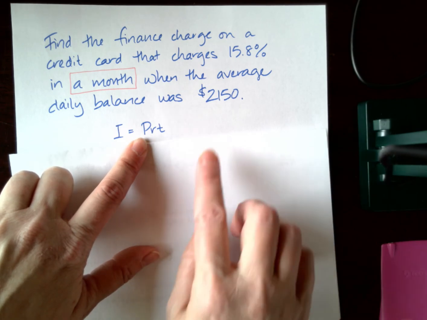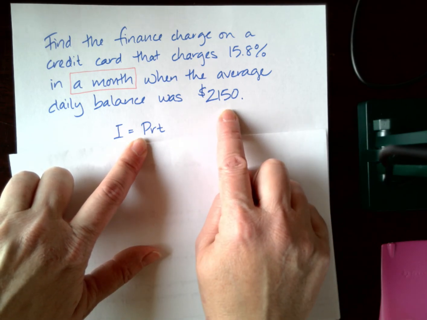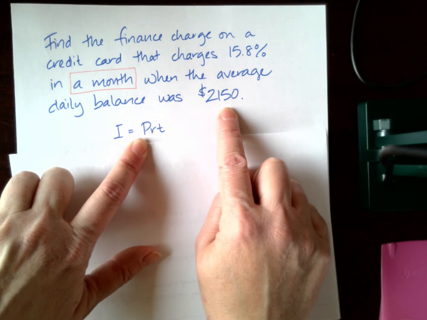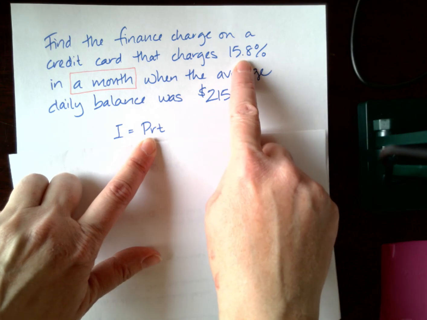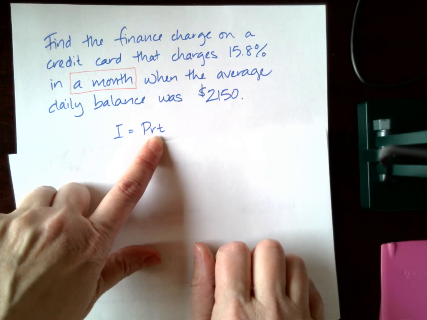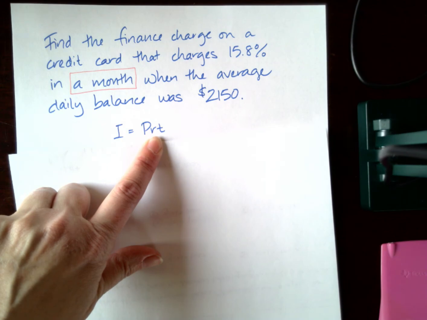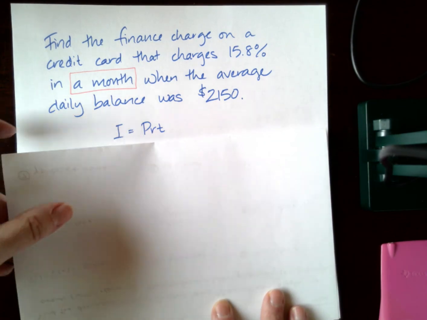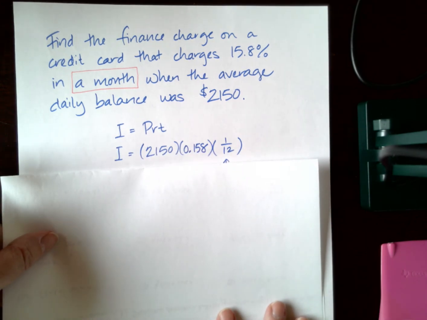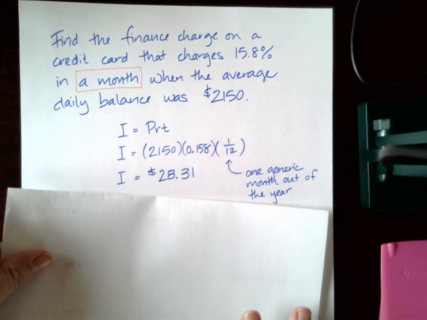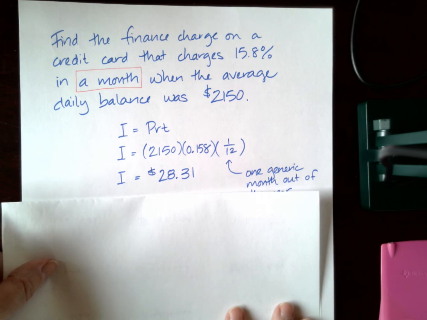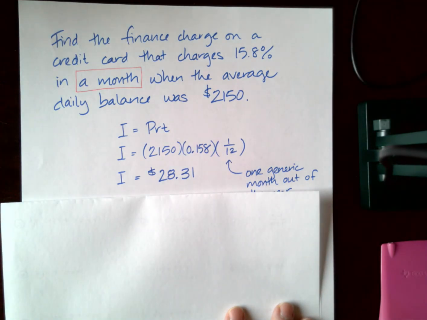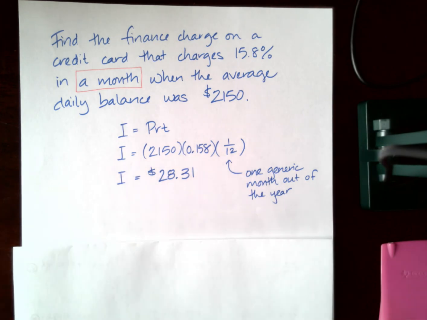This P value is the amount that they carried over for their average daily balance. Not the carryover, it is their average daily balance. The R comes from the interest rate that's given. The T, we don't know what month we're talking about, so we'll just use 1 month out of 12 months in a year. When I fill all of this in, I get this. And then I think the final answer here ended up being $28.31. So one generic month out of the year.